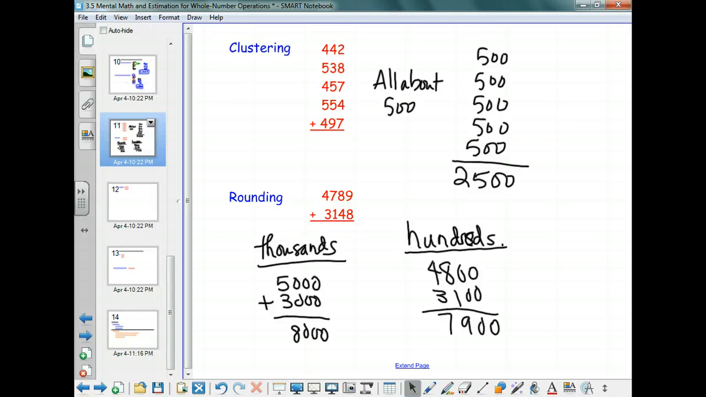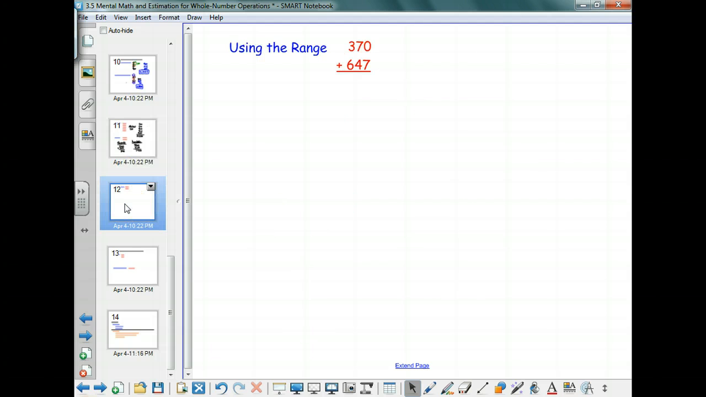All right, so we left off with 3.5. We were looking at doing estimation, and we had a couple of examples left that I want to make sure everybody had a chance to look at. The first one that we had left was using range, and there are two pieces to doing this. One is to find the rounded down amount, and the other one is to find the rounded up amount.